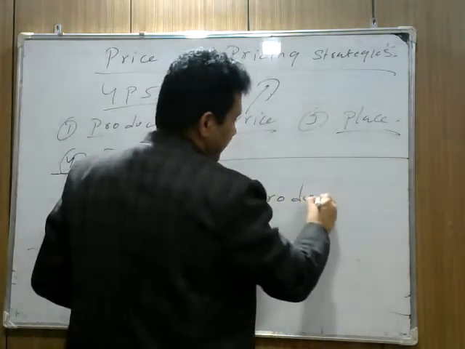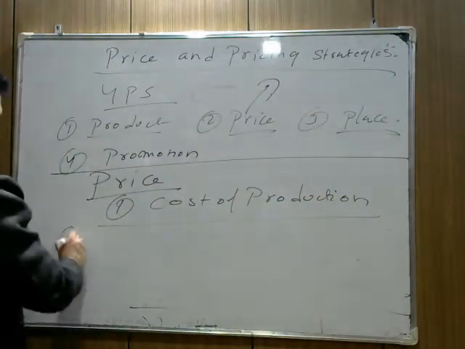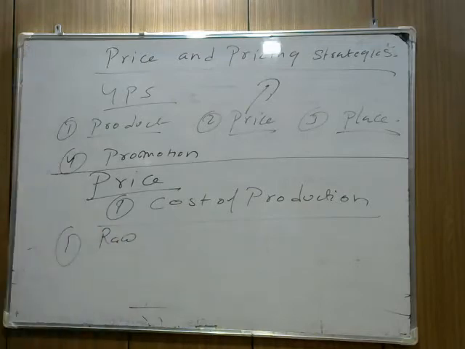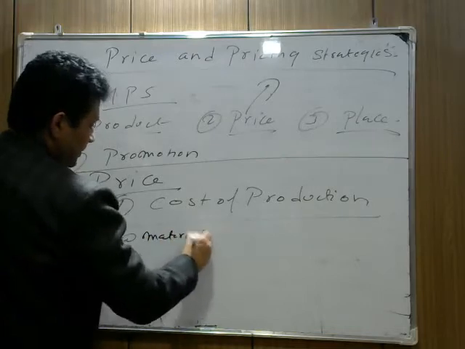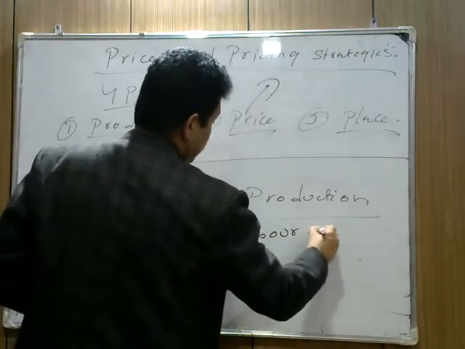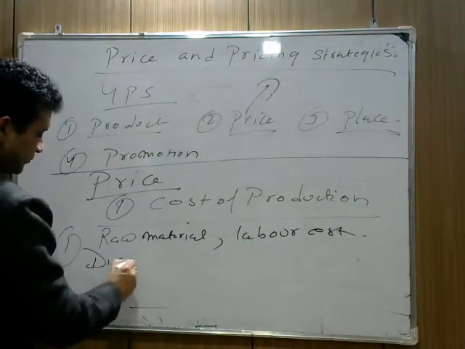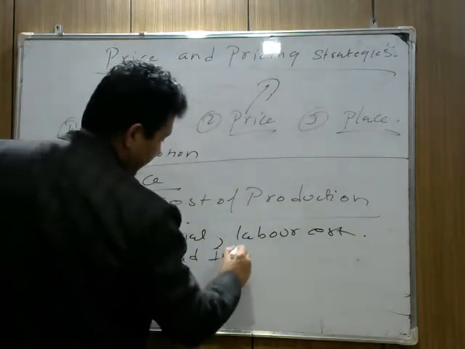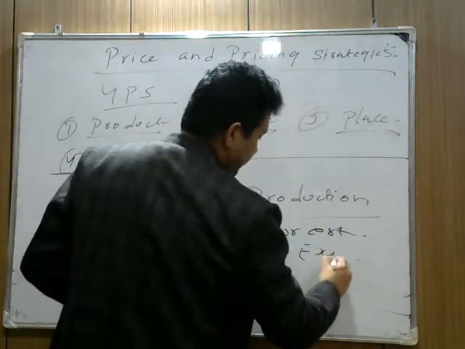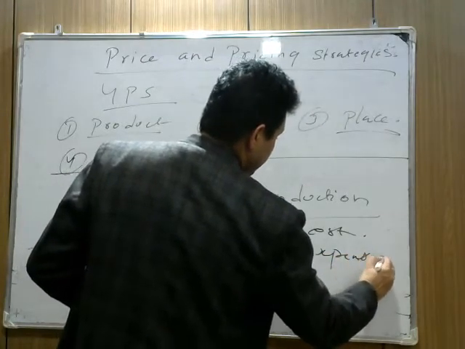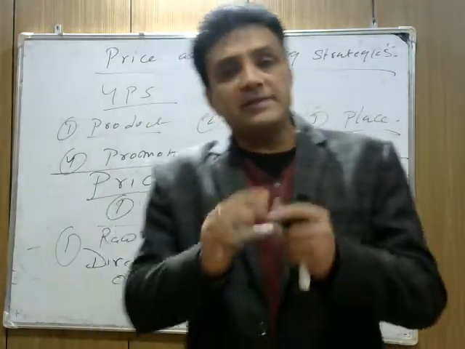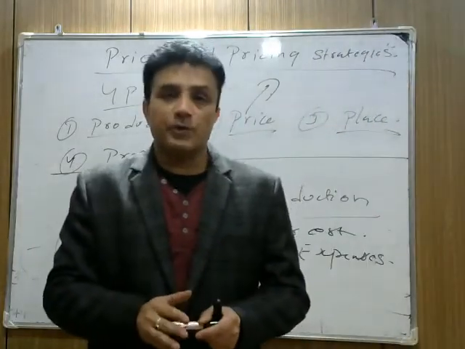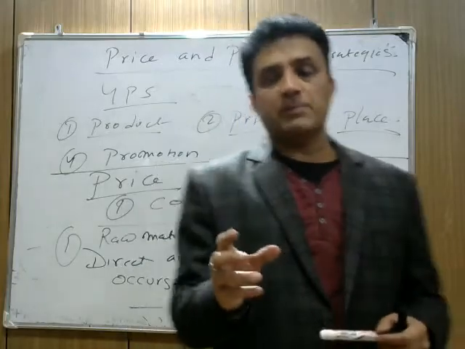The cost of production generally includes the cost of raw material, which includes the cost of labor also, and all the direct and indirect expenses which occur in making a product. All things are included when we decide the price of a product. That means the price of a product depends upon the cost of production.